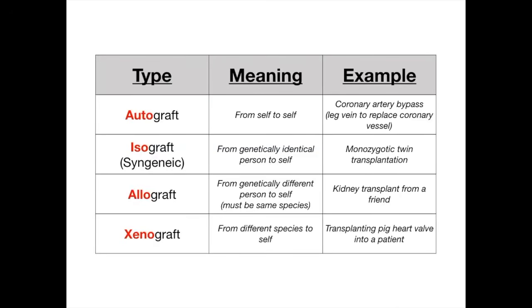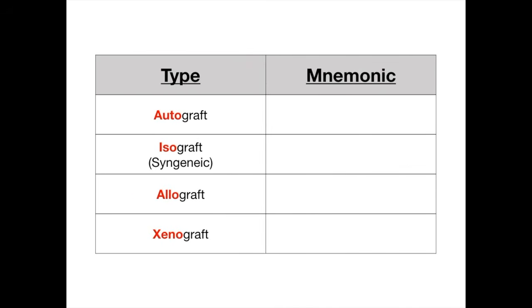So here's your summary chart, and I'm going to give you a little baby mnemonic here, little baby one. I told you I wouldn't, but I lied. I can't help myself. So auto means self and iso means the same. So I'm just going to leave those as is because they're pretty easy to know. Allo and xeno, usually people get those two confused. So I'm going to drop a little mnemonic here for you.